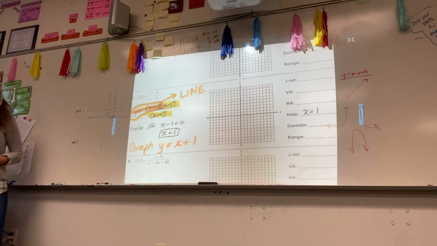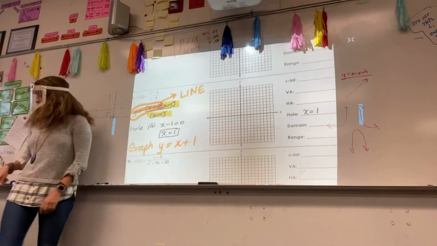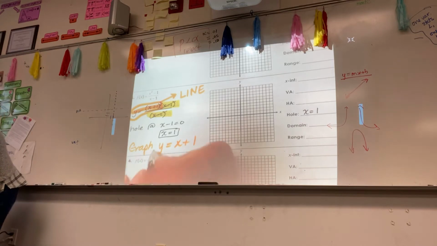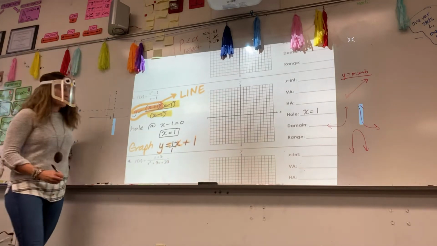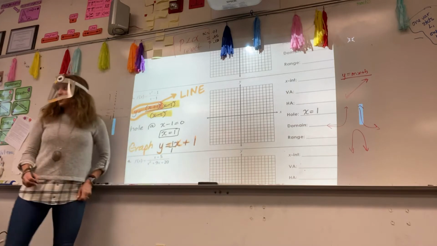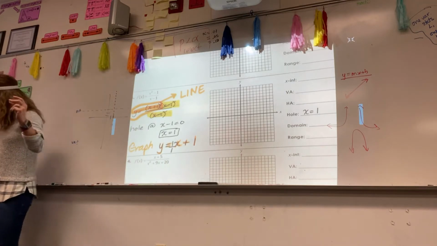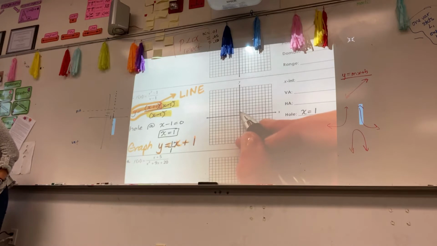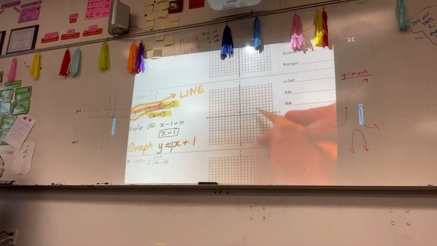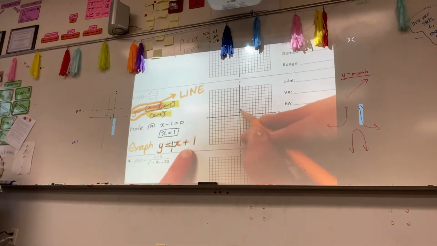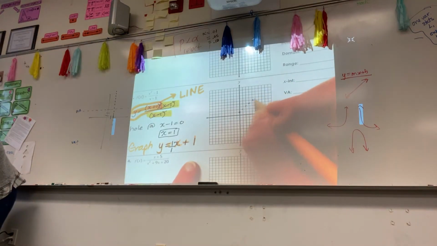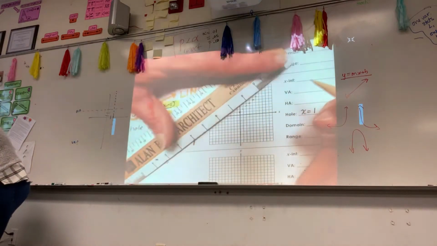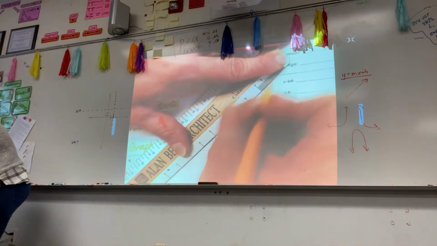All right, how do I graph y equals x plus 1? It's a line. I have a slope of 1 over 1, and I have a y-intercept of 1. What do I graph first? Y-intercept. So y-intercept is 1. I've got to use a pencil because I've got to erase. And then I'm just going to go up 1 and over 1, up 1 and over 1, up 1 and over 1, up 1 and over 1. All right, and I have the equation of a line.